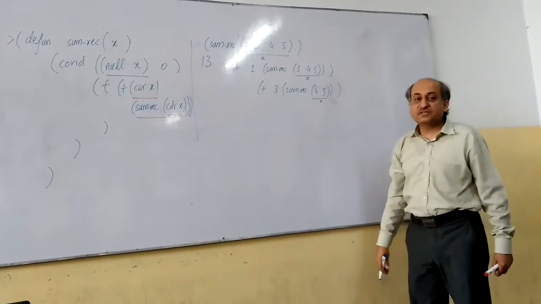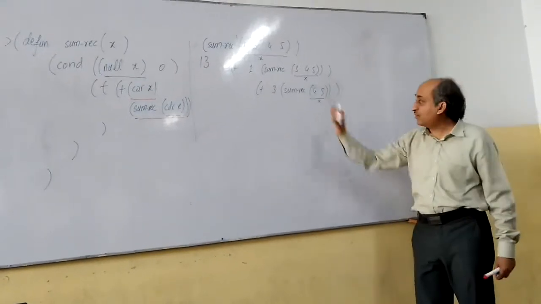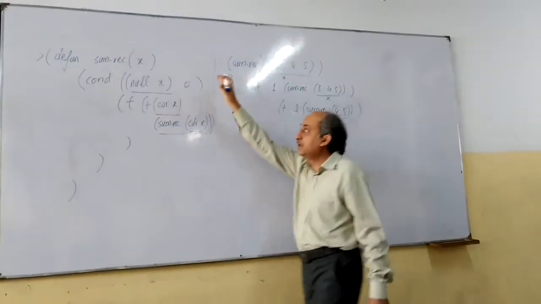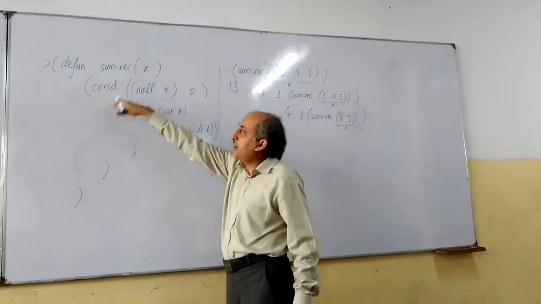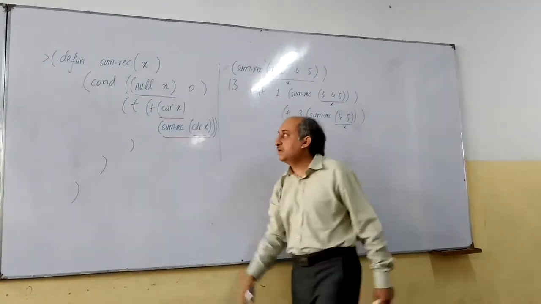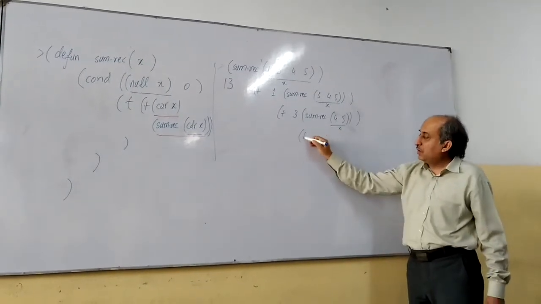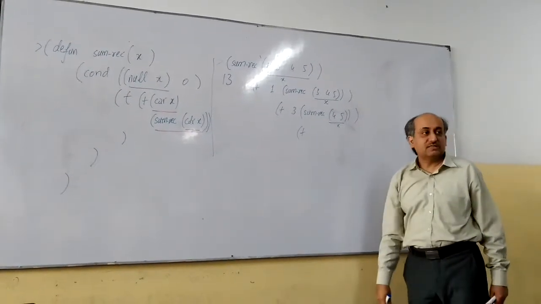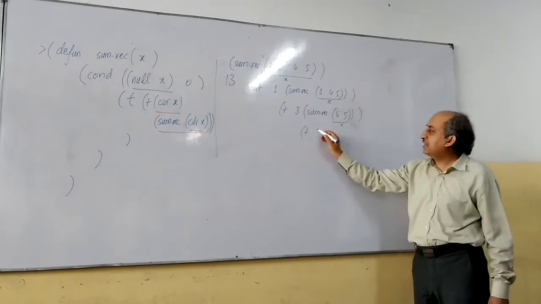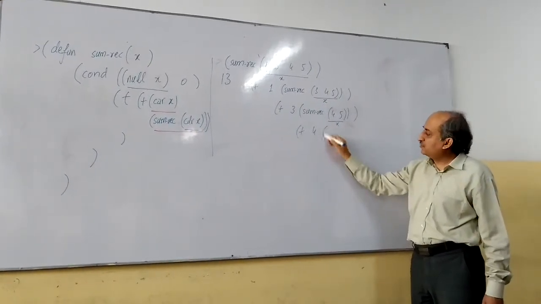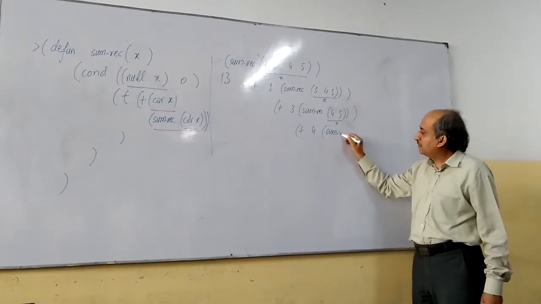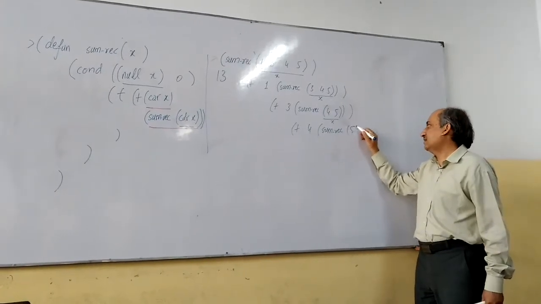It will match the header line with this function call. The value of x will be the list 4, 5 within LISP. Now 4, 5 will be passed to x as its value. And again control goes to the body of the function. We have null x. Is x an empty list? No. Again, the first clause is false. Control goes to the default clause: plus car of x, 4, and sum recursive on cdr of x, 5 within list.